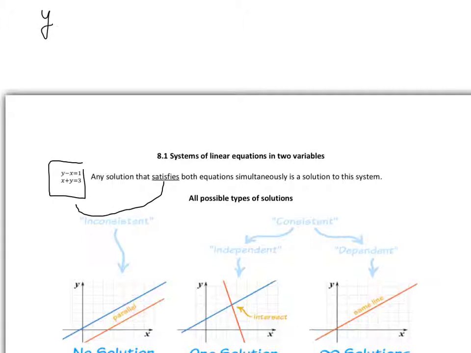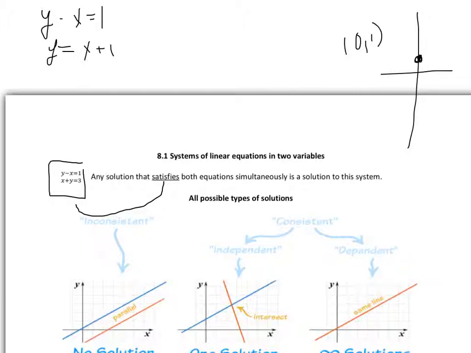If we have y minus x equals 1, we can think about what the graph of this looks like. And if we add x to both sides, we get y equals x plus 1. We know this is in slope-intercept form, and that's y-intercept (0, 1), slope 1, so we go up 1 and over 1, and that's the line. So any point on this line is a solution to this equation, said to satisfy that equation.